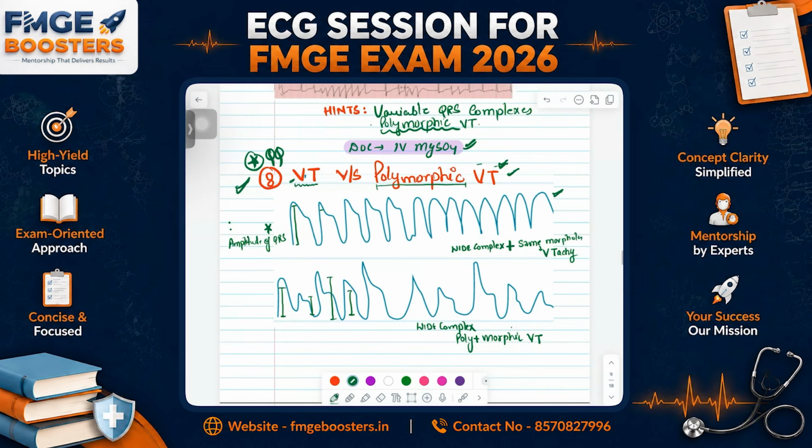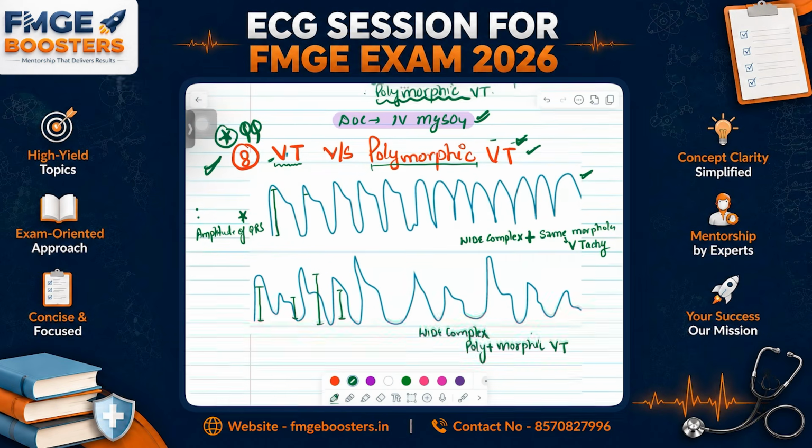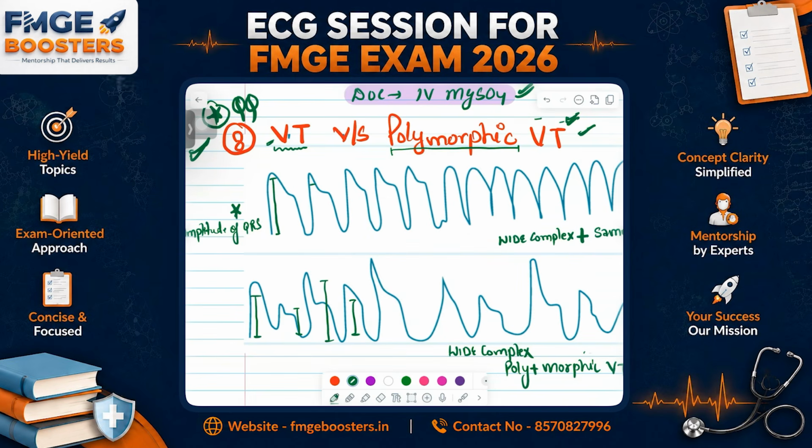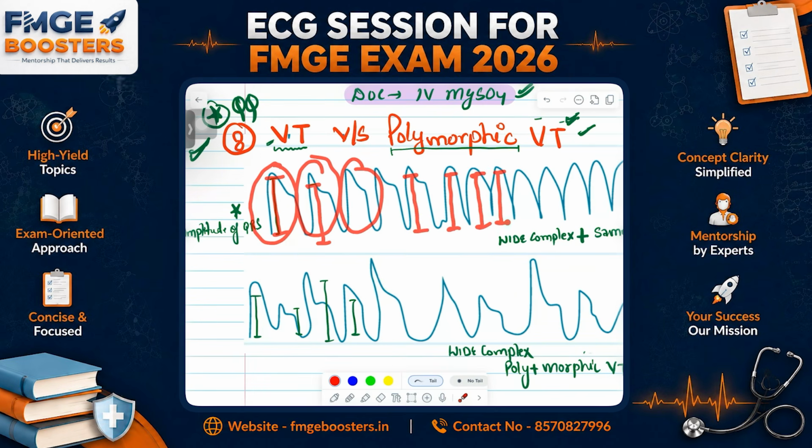Okay? Now let's do the difference because a lot of you will be asking, how? Let's do the difference between ventricular tachycardia and polymorphic ventricular tachycardia. Let's see the first ECG now. In the first ECG, just see the amplitude of QRS, guys. The amplitude of QRS is almost the same. Can you appreciate it? The amplitude of QRS, meaning the height of QRS, is almost the same.